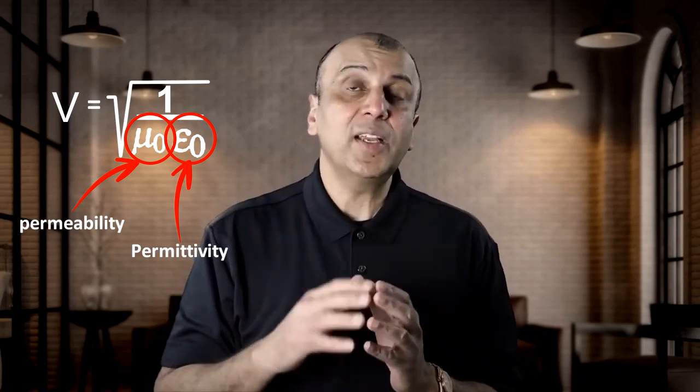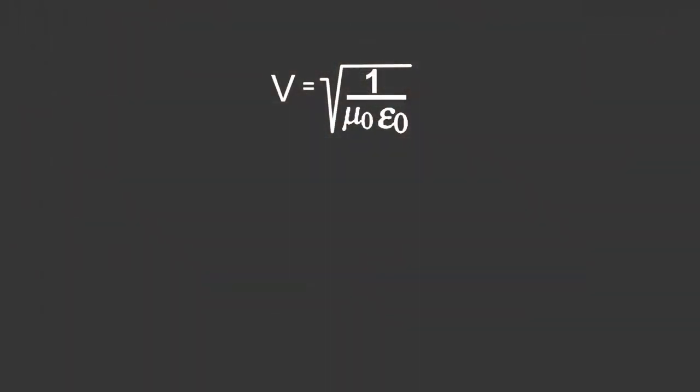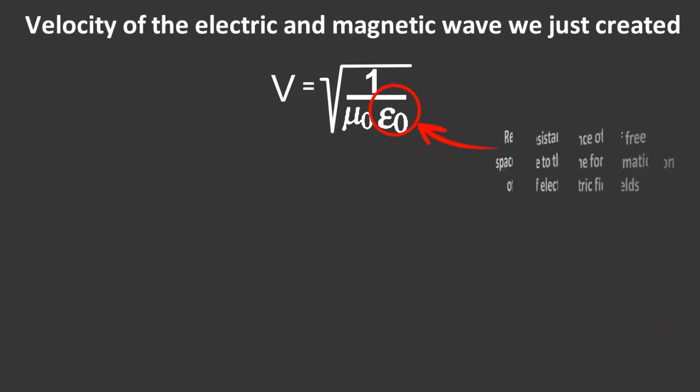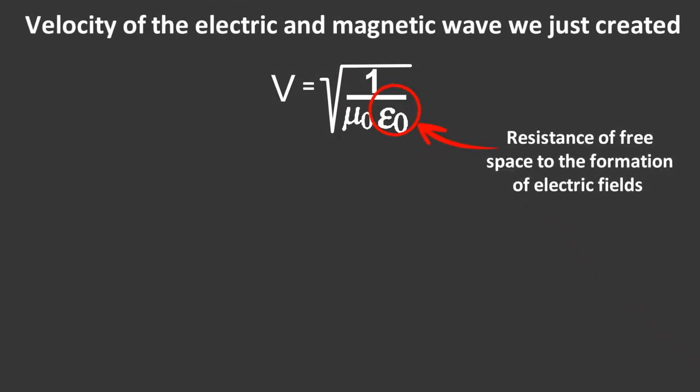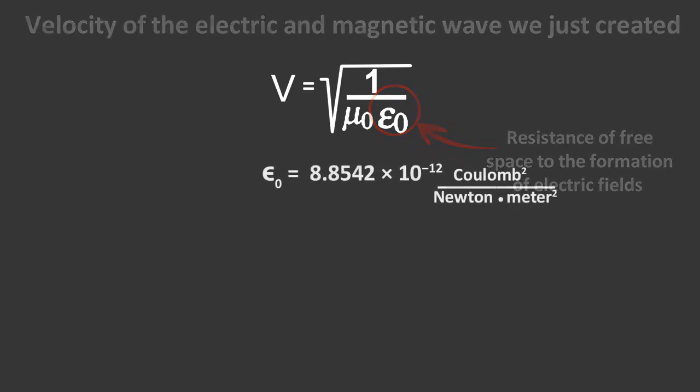Well, permittivity can be thought of, as I said earlier, as the resistance of free space against the formation of an electrical field. Think of this like viscosity. A more viscous fluid like molasses would be harder to swim through than water. You wouldn't swim very fast in molasses. Similarly, a wave flowing through a substance with lower permittivity would propagate faster. For free space, epsilon naught is equal to the following number.